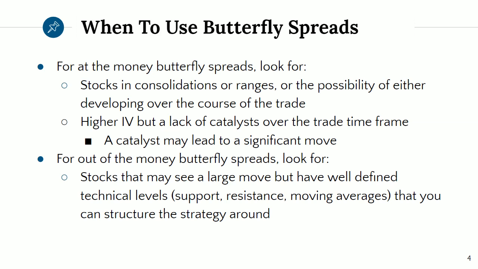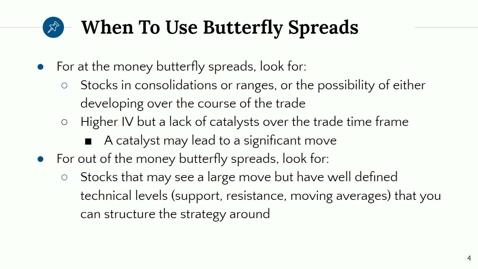Also, what you want to look for is higher implied volatility, but a lack of catalyst on the options, all right? So you basically want expensive options, but no major event to necessarily move that stock, right? So you're going to want the best of both worlds, higher implied volatility, but also no significant catalyst during the time frame, all right?